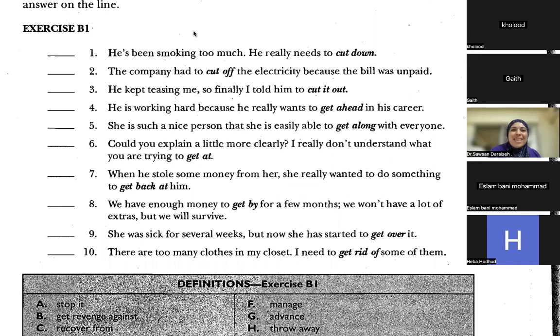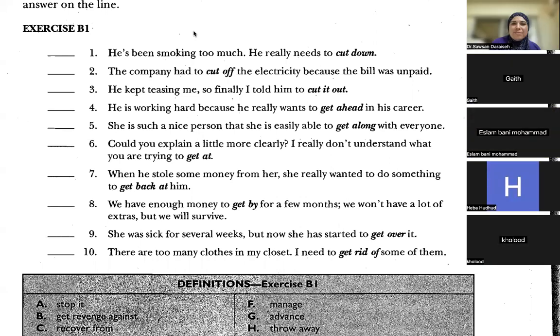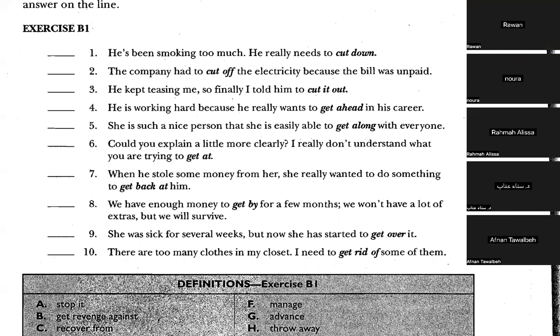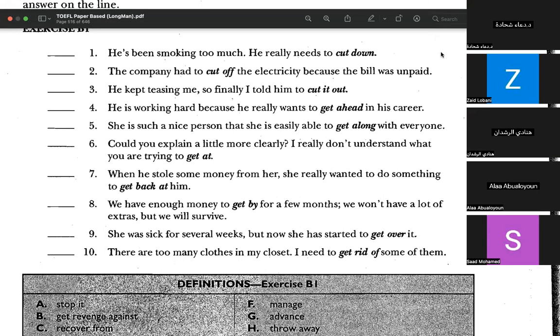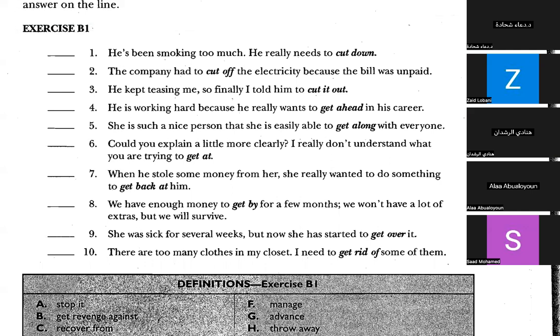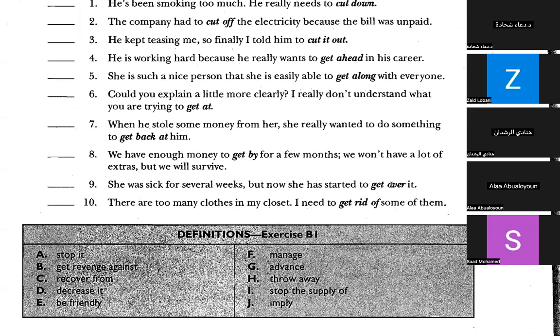May I answer? Please do. Okay, Doctor. She is just a nice person that she is easily able to get along with everyone. I think the same meaning of to cope. The person who can cope with anyone or adapt with anyone. Yes, that's true. We can say to deal, yes, exactly. So she is such a nice person that she is easily able to get along with everyone.